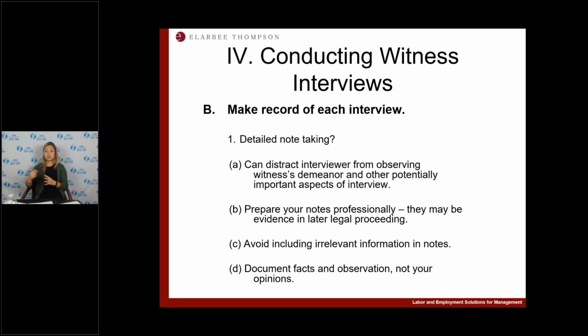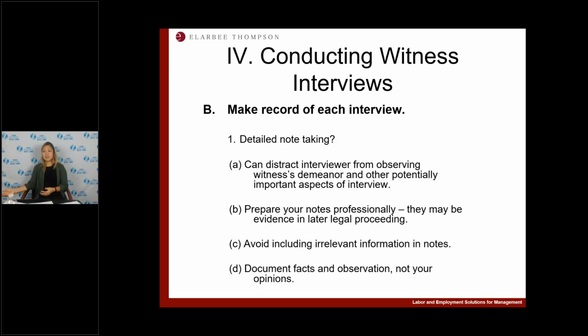And write your notes as professionally as possible, because remember, this could end up in a lawsuit or an administrative proceeding. And even for your own sake, the last thing you want to do is you're trying to make findings at the end and you can't read your own notes. So you want to be as clear as possible, write down the relevant stuff, facts and observations, not your opinions, and don't get bogged down in irrelevant details.